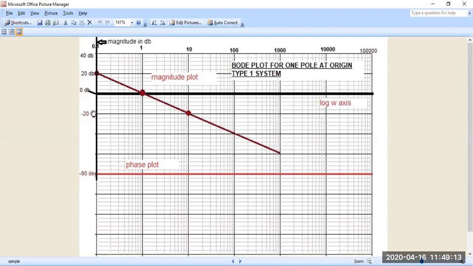In how many decades? 1 decade. Because I'm connecting 40 dB to here, right? So understand, this is minus 60 dB per decade. I hope the slopes are clear.